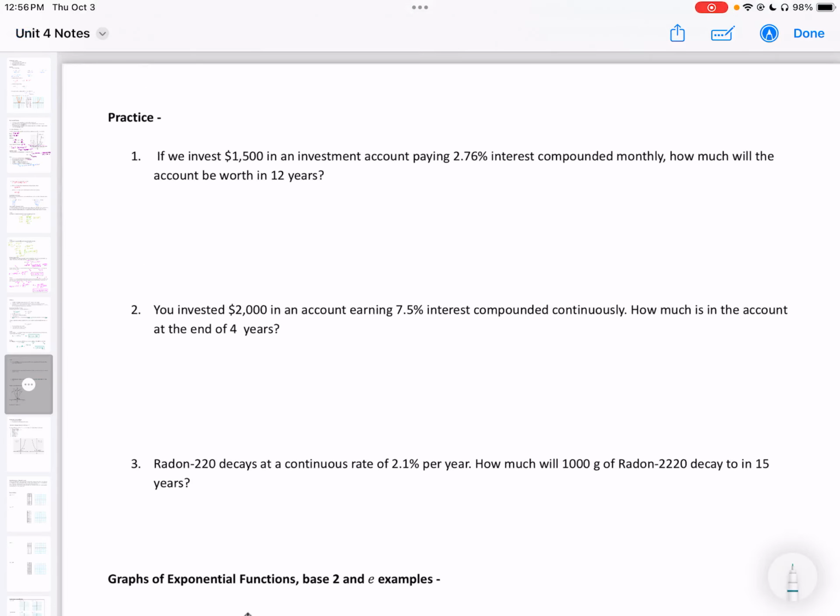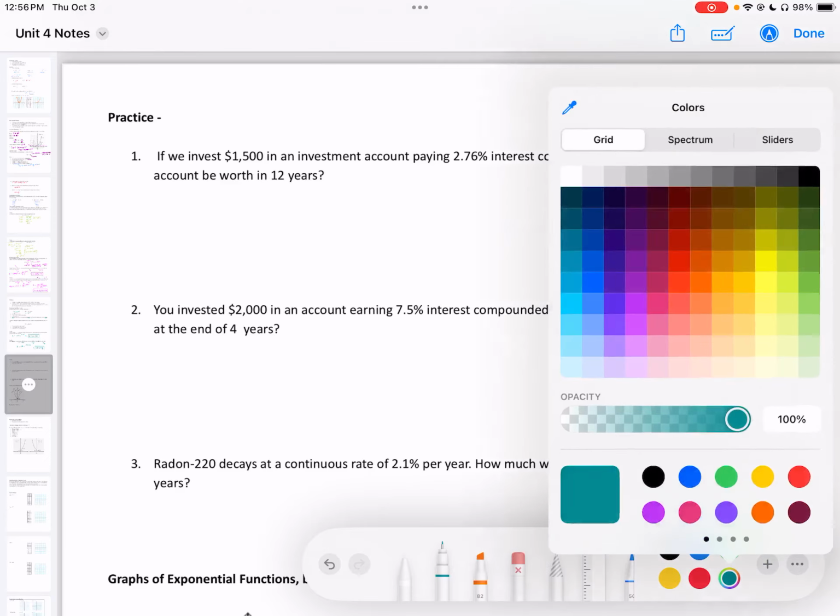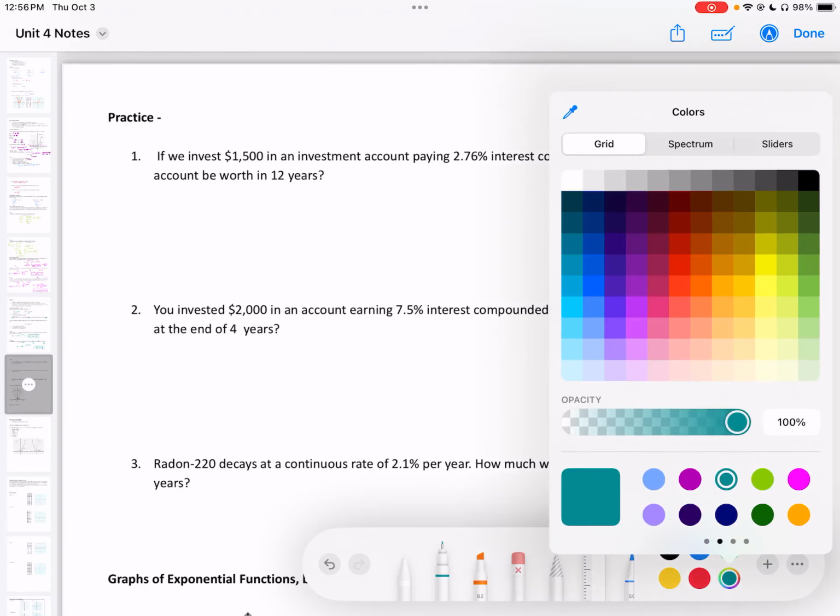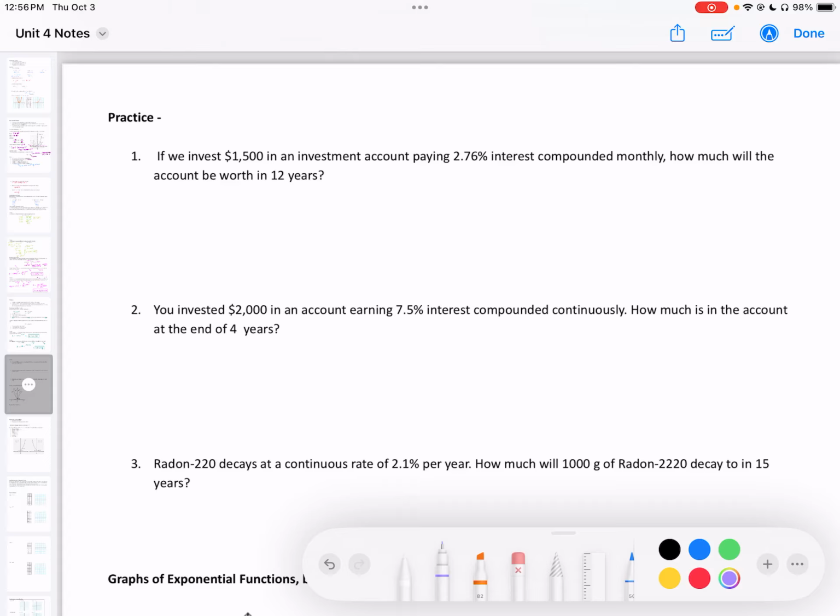Here are some practice problems for you. I would encourage you to go ahead and pause this video and start working through a couple of these now. All right, let's take a look. If we invest $1,500 in an investment account, it has 2.76% interest compounded monthly. How much is it worth in 12 years?